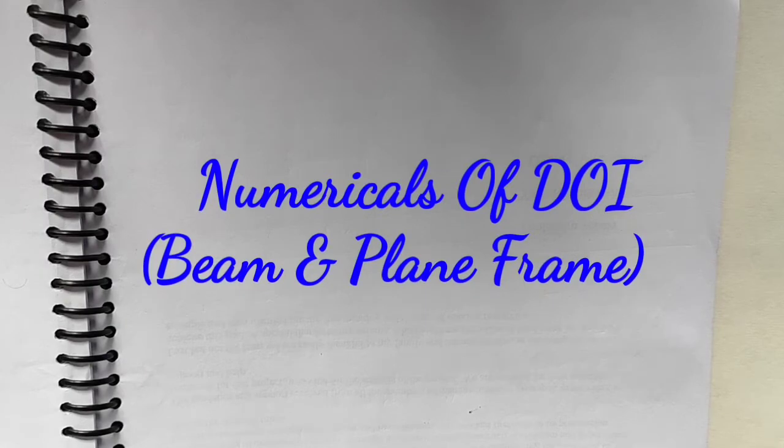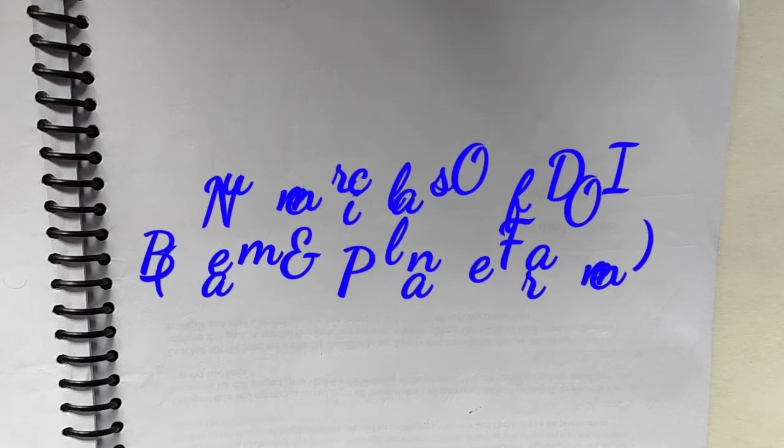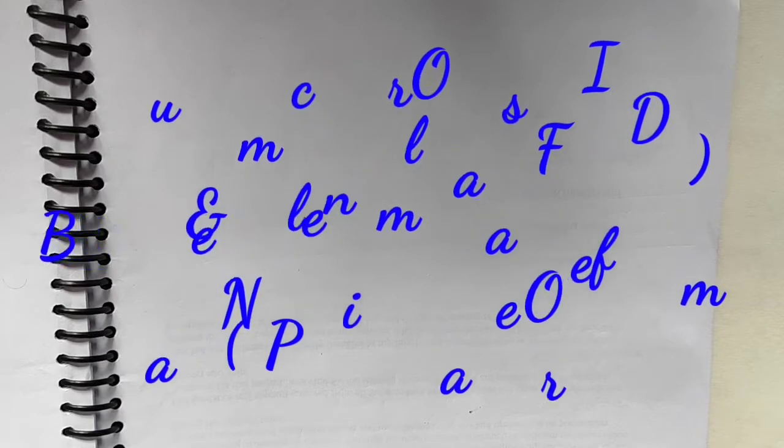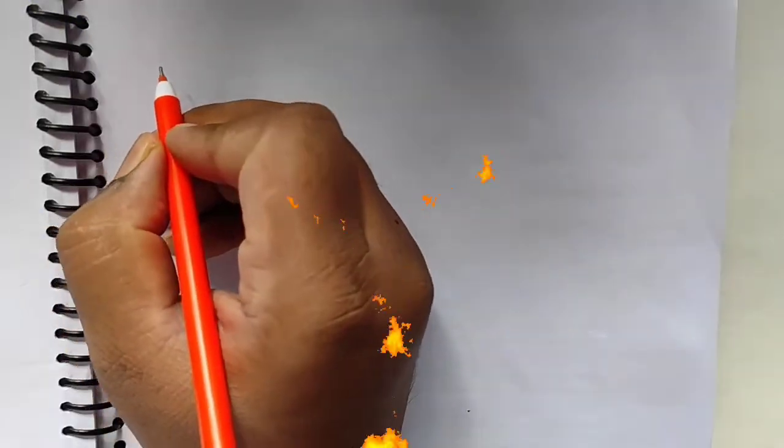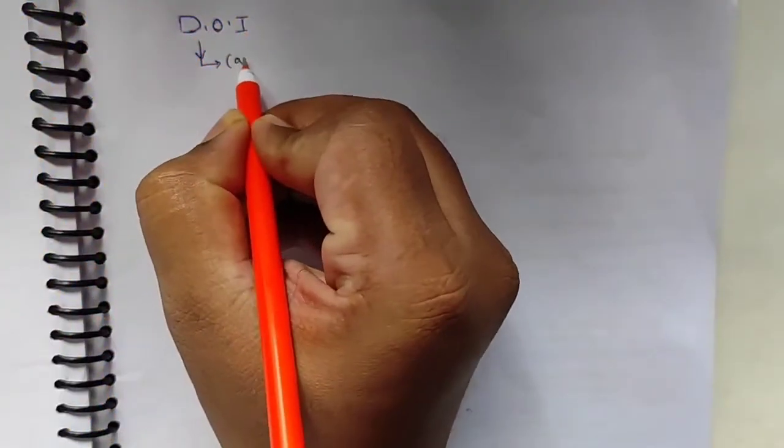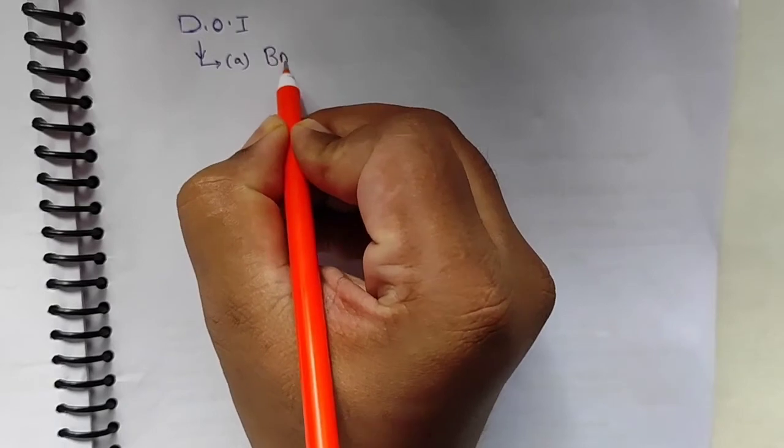Today we are taking our next level of classes, going ahead of the previous class, that is degree of indeterminacy. Today we'll deal with some important and basic examples, numericals, on how to find out the degree of indeterminacy. So let's get started. First of all, we'll deal with the degree of indeterminacy of beams.